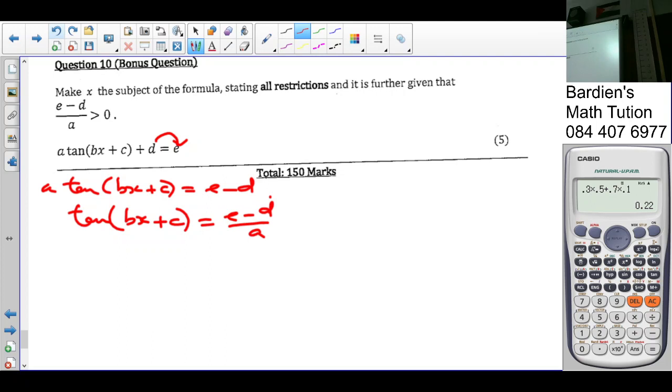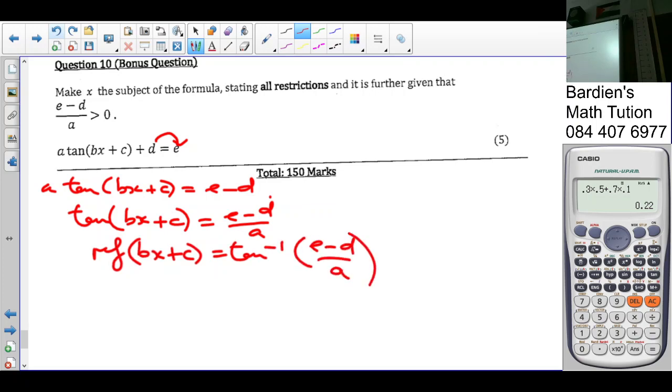So tan(Bx plus C) is equal to E minus D all over A. Remember, now this fits in here. They're telling you that tan is positive. To us, that means tan is in the first or third quadrant. So our reference: bx plus c has to be equal to arctan of E minus D over A. My restriction at this point already is that A can never be equal to 0, otherwise the sum will be undefined.